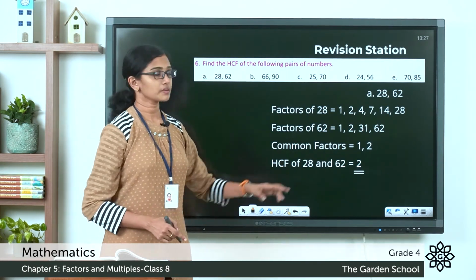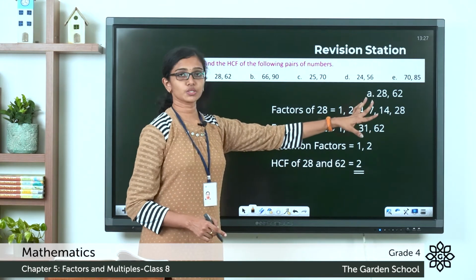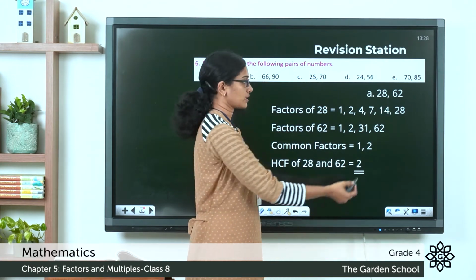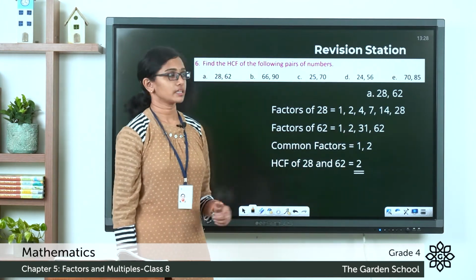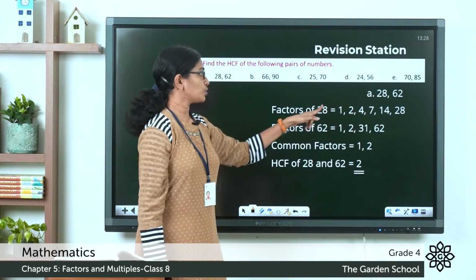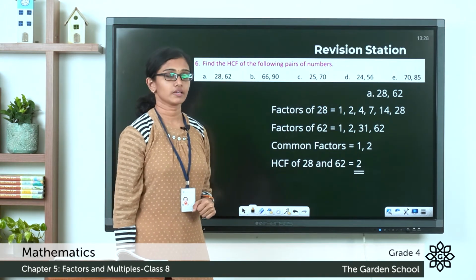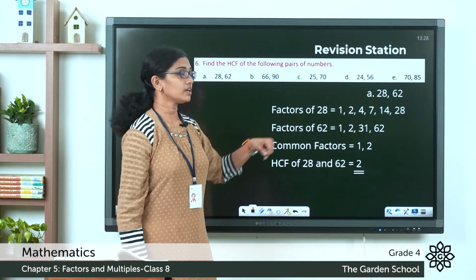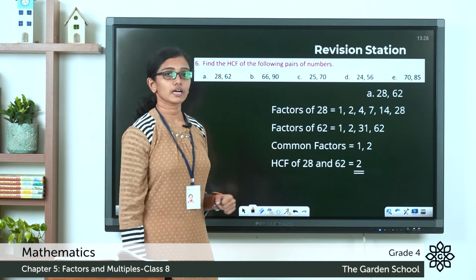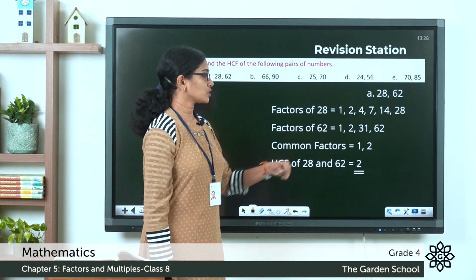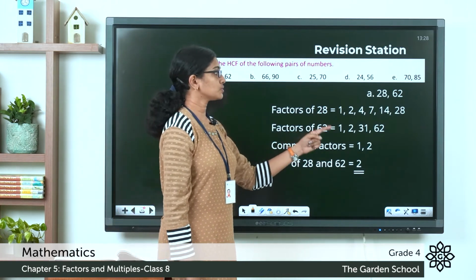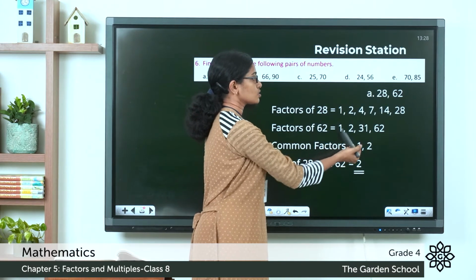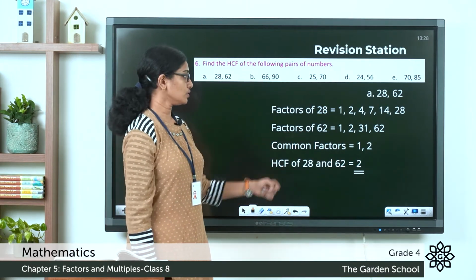Factors of 28 are 1, 2, 4, 7, 14 and 28. Right? 1 into 28 is 28, 2 into 14 is equal to 28 and 4 sevens are 28. So these are the numbers which can divide 28 completely without any remainder, or these are the numbers that can be multiplied together to get the number 28. Similarly, we have the factors of 62 listed here. Factors of 62 are 1, 2, 31 and 62. 1 into 62 is equal to 62 and 2 into 31 is equal to 62.